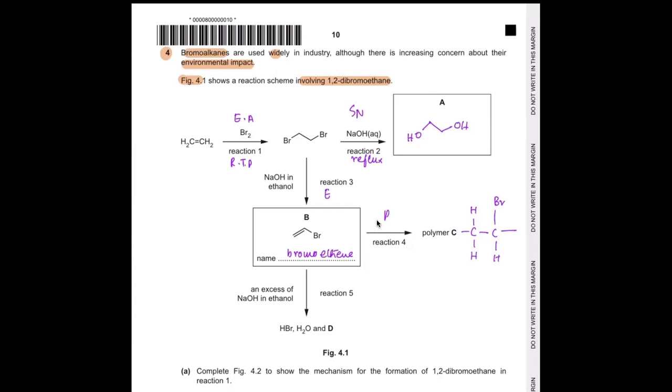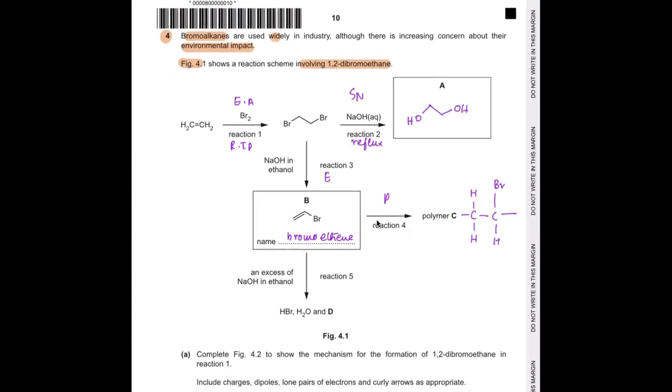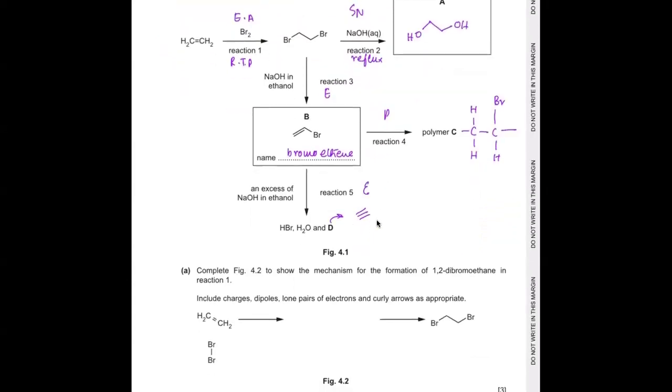Then B is reacted with excess NaOH in ethanol. So if we are using excess NaOH, one bromine and one hydrogen get eliminated. With the excess NaOH, another bromine and a hydrogen are also eliminated, forming the two carbons with the triple bond. So it is also an elimination reaction. Okay.